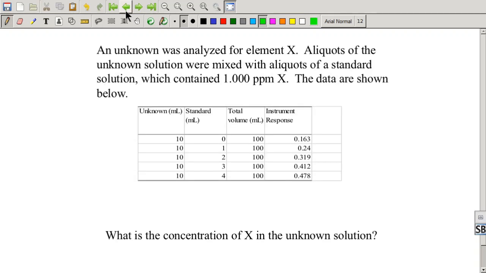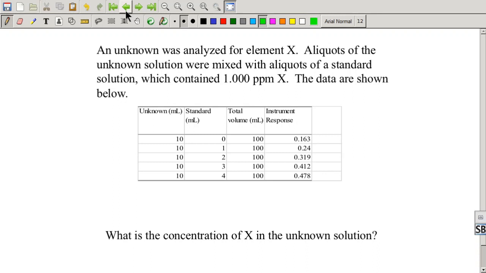Okay, so let's do another one from scratch. We have a certain element X. It's not specified what that is. Aliquots of the unknown solution were mixed with aliquots of the standard. Aliquot, you could say parts, if you want a synonym that makes more sense. This is a word that's often used, and what it implies is that you're pulling volumes of the solution out with a pipette.